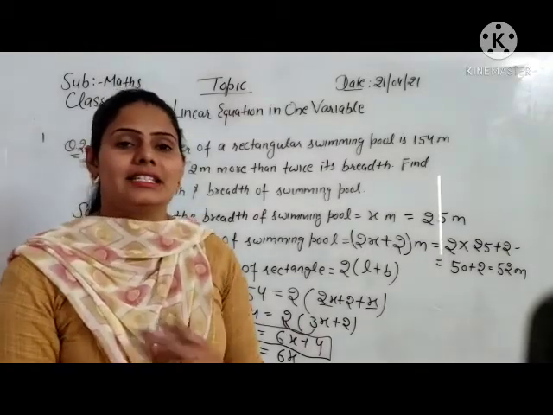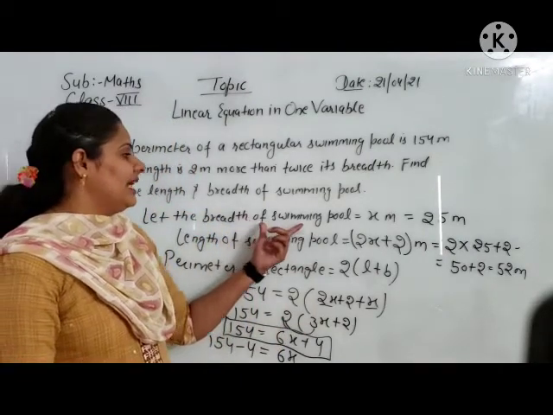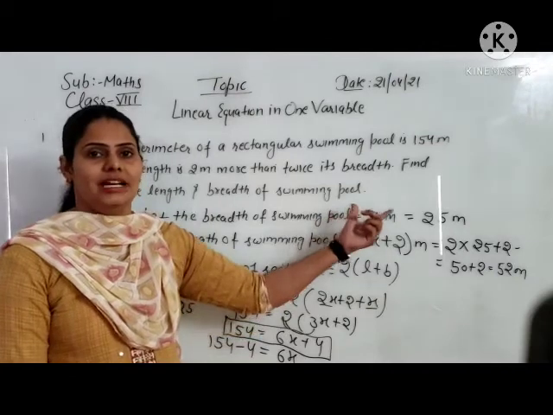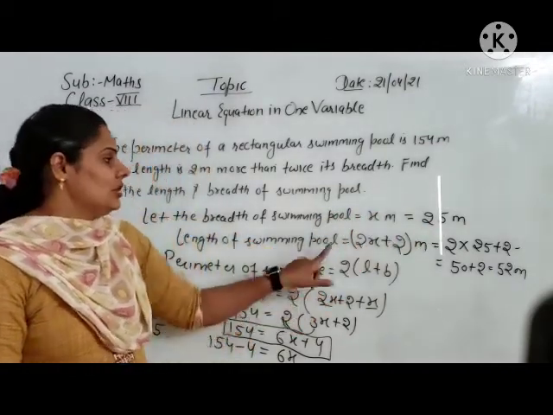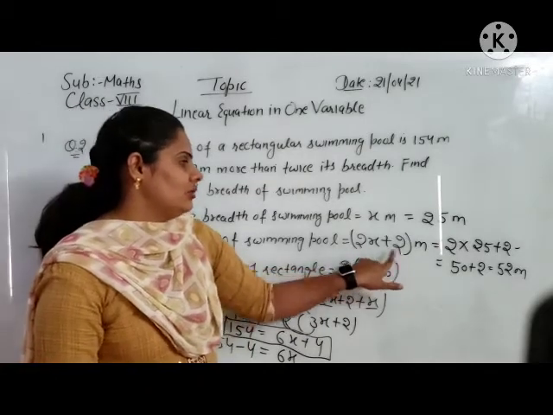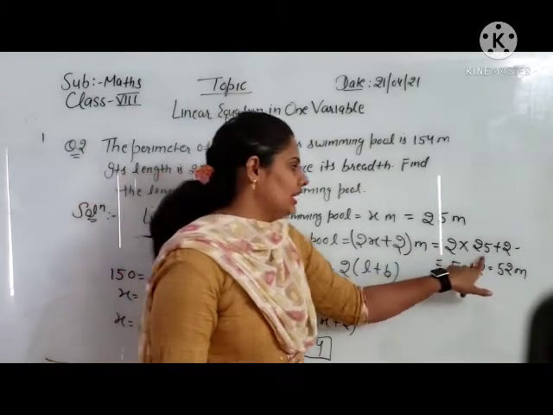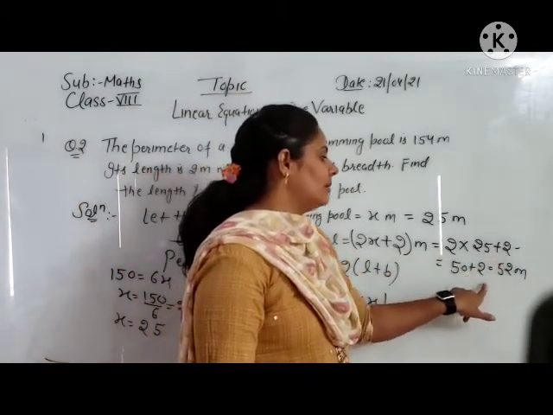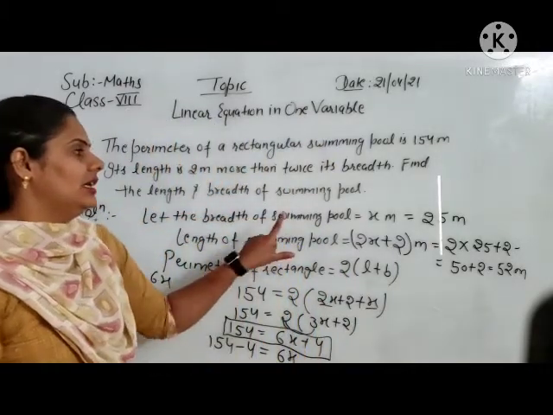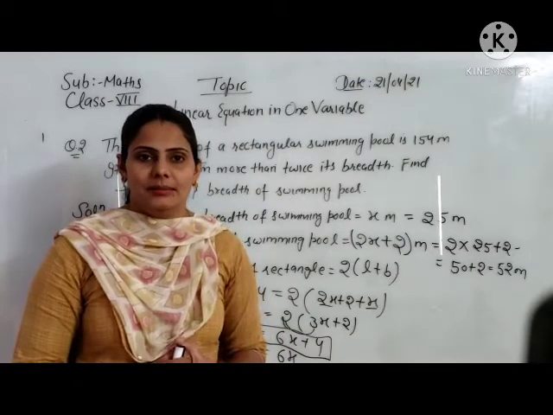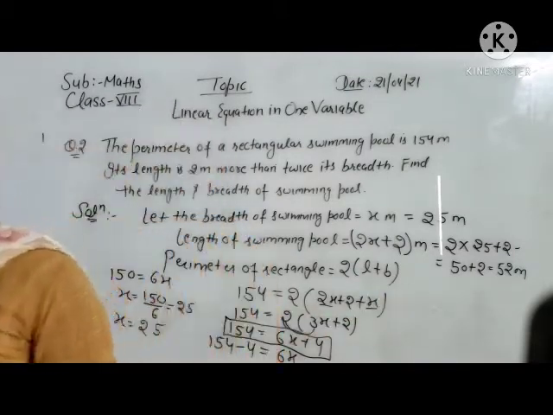Okay. Now x is 25. So what is x? x you have assumed as the breadth of the swimming pool. So the breadth of the swimming pool will be 25 meter. And what is the length of the swimming pool? The length will be 2x plus 2. In place of x, again you will put the value of x. So 2 into 25 plus 2. So it will be 50 plus 2, so you can say 52 meter. So the breadth of the rectangular swimming pool will be 25 meter and the length will be 52 meter. Clear?